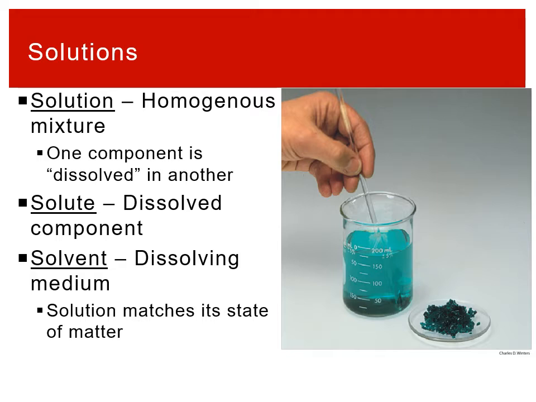Usually in this case, when we're making a solution, we have more solvent. So the solvent is what we have more of, and the solute would be a small thing. So if we think about this example over here, the solute is going to be these little green crystal things over here, and they get dissolved into this water. And you'll note that the resulting solution looks like water. It has the same state. It's a liquid. So the solution phase matches the phase of the solvent.